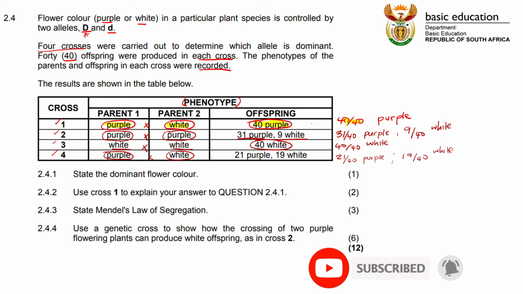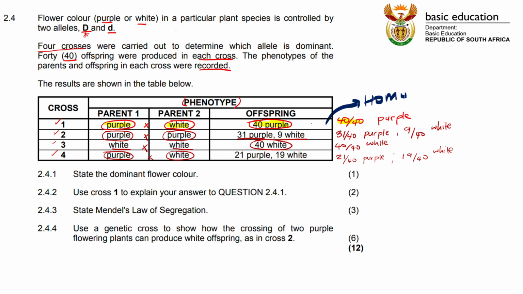You got 40 out of 40 purple. So this tells us that the first cross, or cross number 1, is a cross that has got a homozygous condition in a sense. There must be a homozygous condition, because when you've got a homozygous condition, all of the offspring will adopt only one color in the homozygous condition.